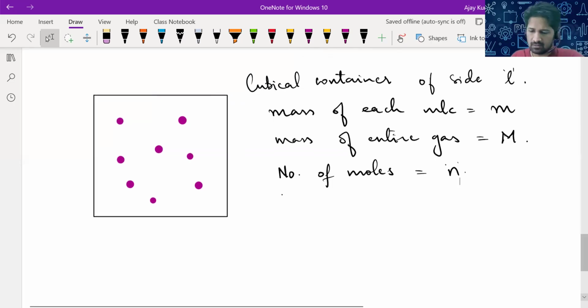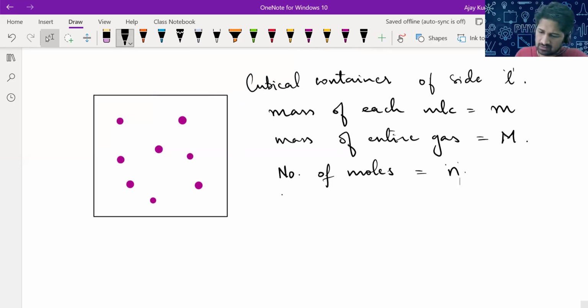Now consider any one random molecule in this. Let's say this one. That molecule could be moving in any direction. So it could have some velocity in the x direction, some velocity in the y direction, and some velocity in the z direction as well. You have to think of this as a three-dimensional container. Obviously, every container is three-dimensional only. So this molecule, whatever velocity it has, we can resolve it into three components.